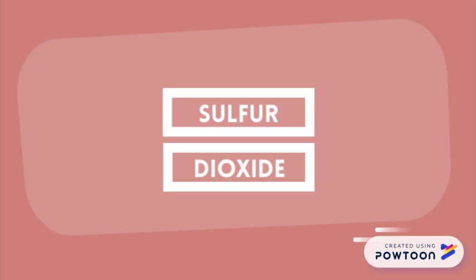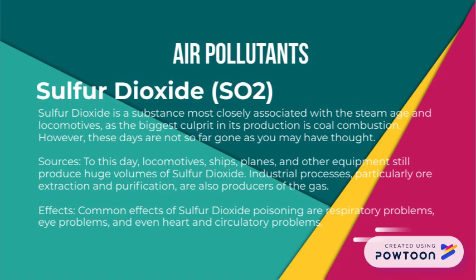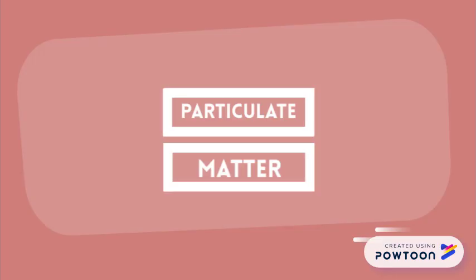Sulfur dioxide. Is a substance most closely associated with steam age and locomotives, as the biggest culprit in its production is coal combustion. Locomotives, ships, planes, and other equipment still produce huge volumes of sulfur dioxide. Can bring respiratory, eye, heart, and circulatory problems.